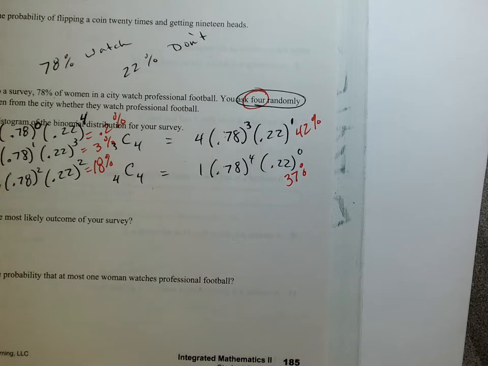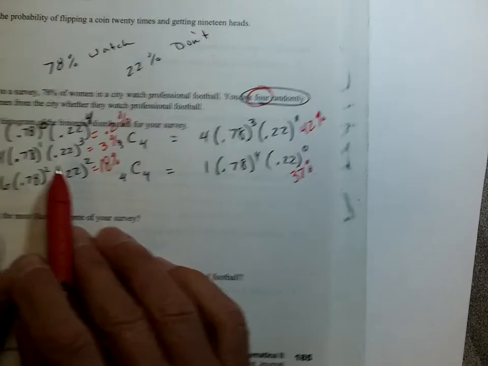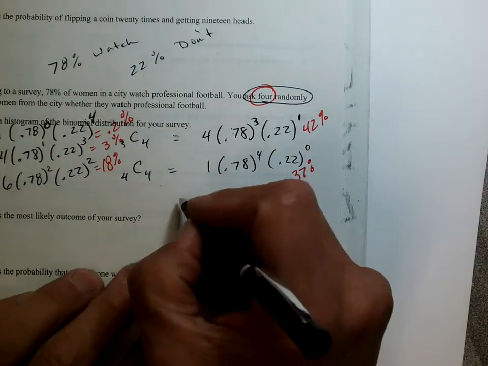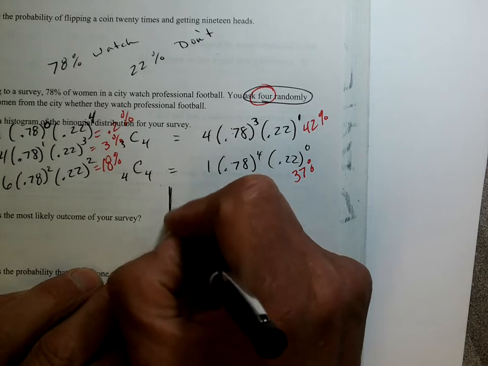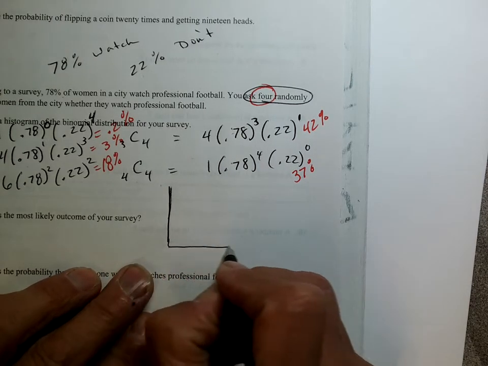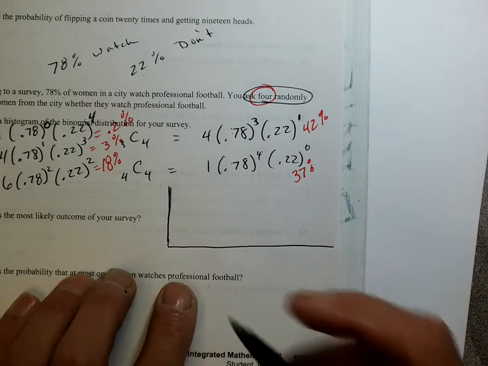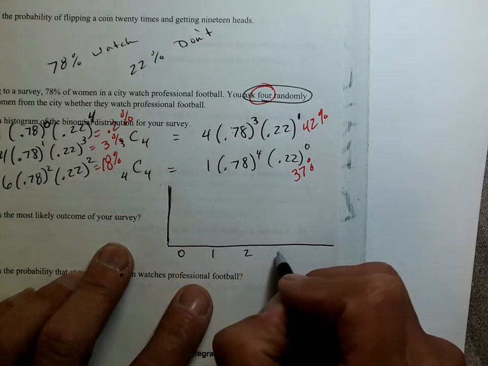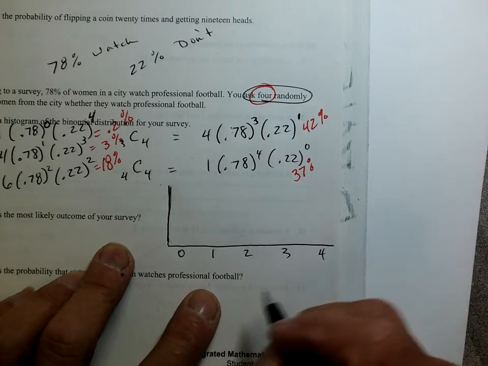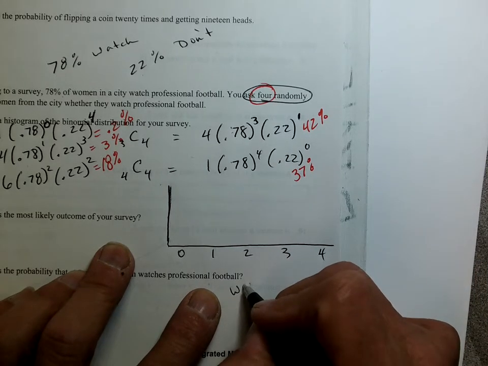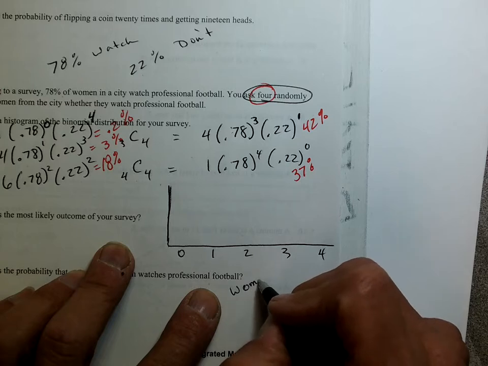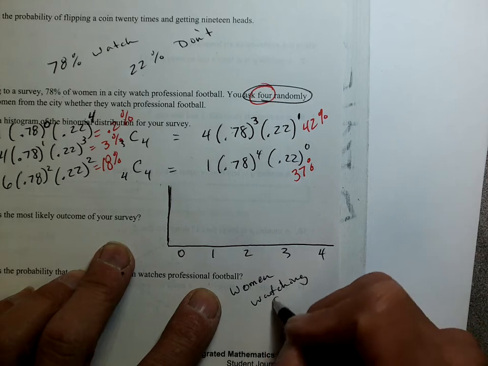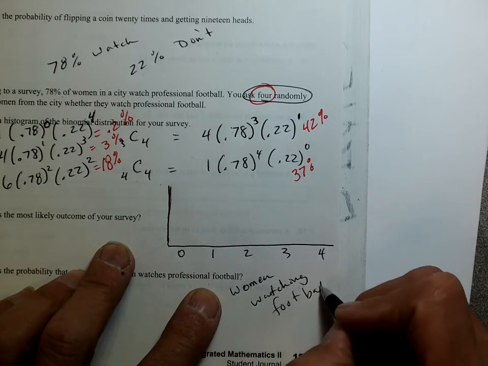Now we still haven't made my histogram. A histogram is like a bar chart. So I make a histogram out of this. I have the choice of 0, 1, 2, 3, and 4 women watching football.